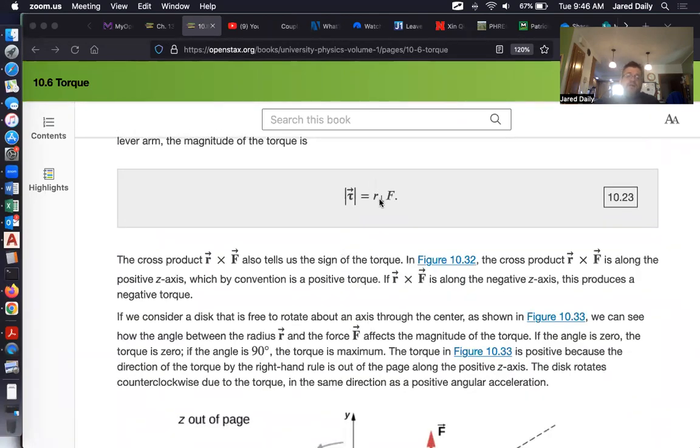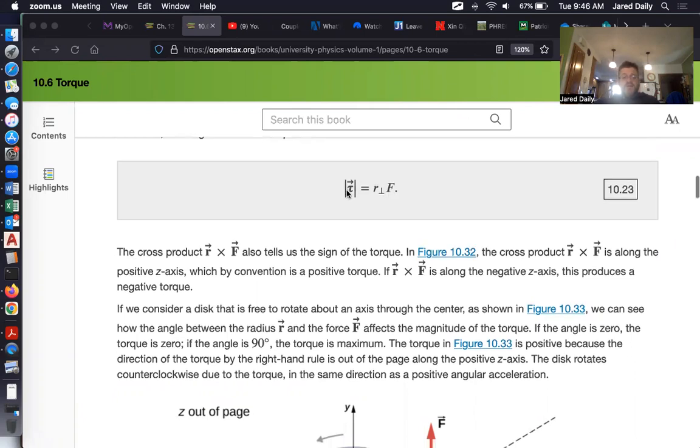If your distance and your force are perpendicular to each other, or you just know the perpendicular distance to the force, then the magnitude of the torque is just the perpendicular distance to the force times the force, and that's easy enough.